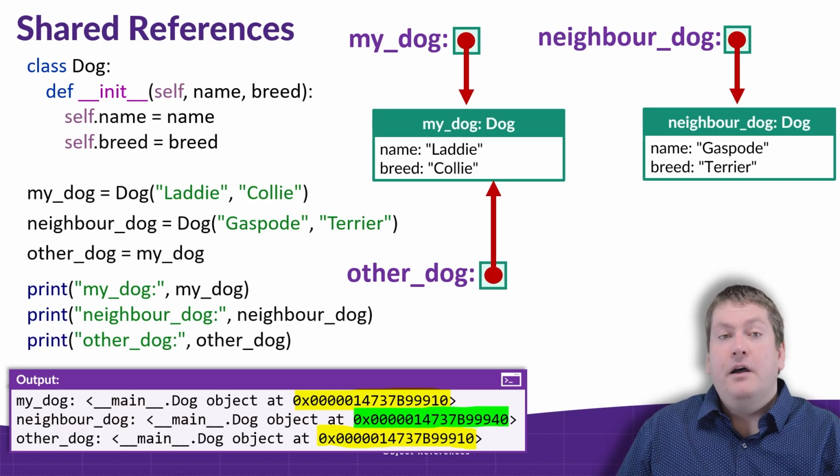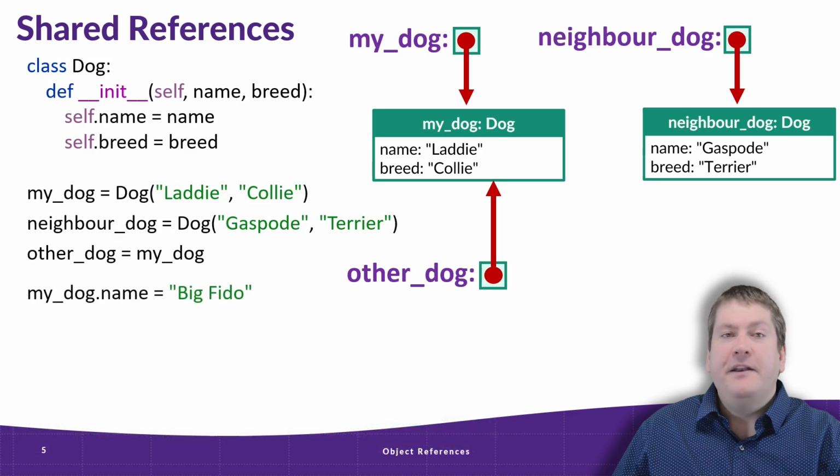This is because both myDog and other_dog are references to the same object, and neighbor_dog is a reference to a different object. And this is important because it changes what happens when we start manipulating these objects. So now we've added a new line that says myDog.name equals Big Fido. What this does is it's going to access this object's name attribute, and it's going to update that to Big Fido. So we can see here that myDog is a reference to this object where we had name Laddie, and now we've updated that name to Big Fido.